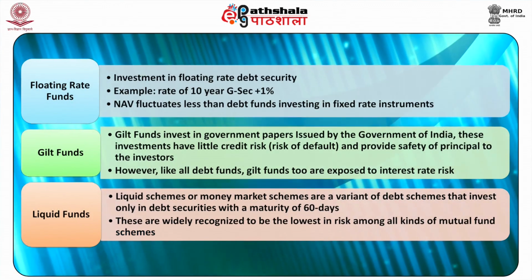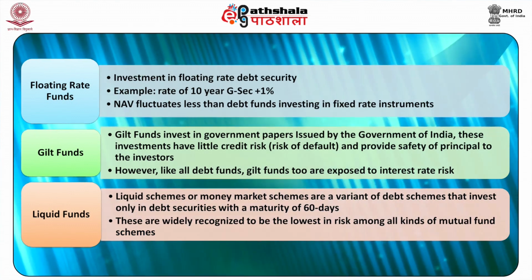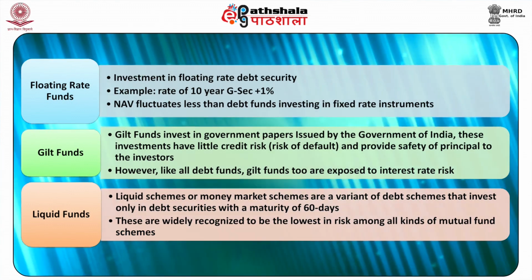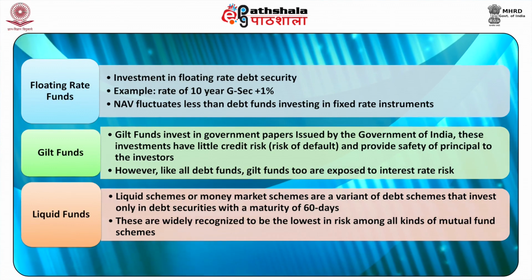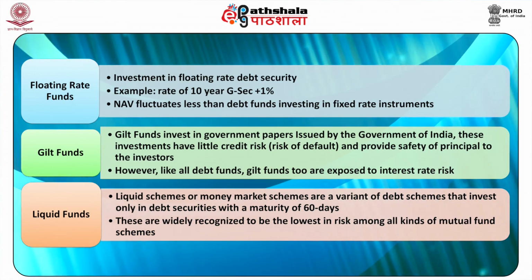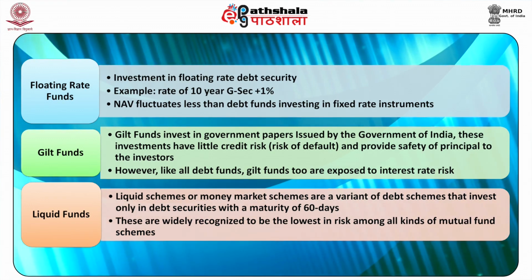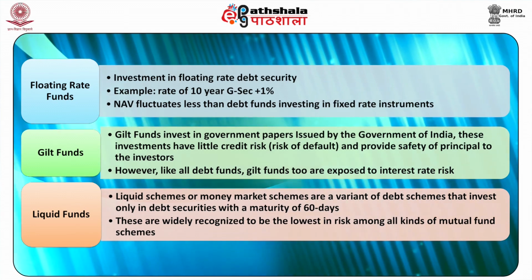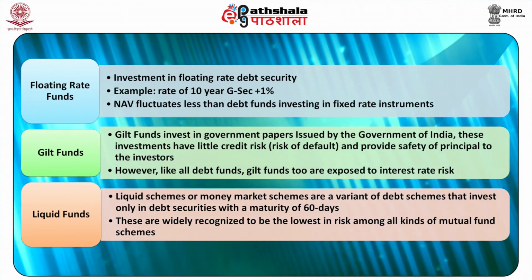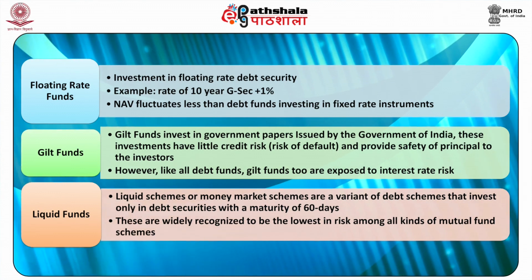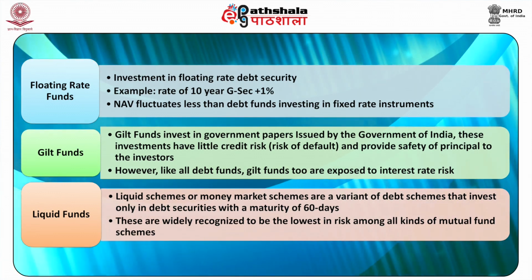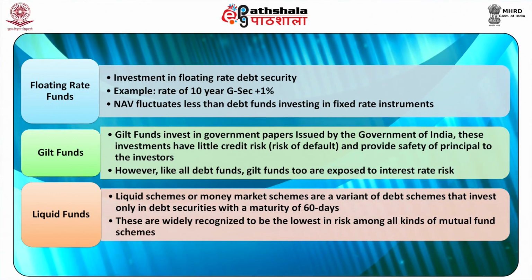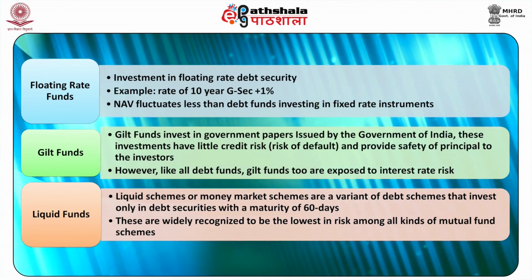Floating rate debt funds. These funds invest in floating rate debt securities. For example, rate of 10-year GSEC plus 1%. Their NAV will fluctuate less than the debt funds investing in the fixed rate instruments because their coupon rate moves in line with the market interest rate.